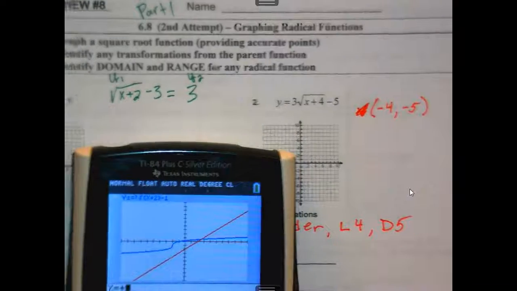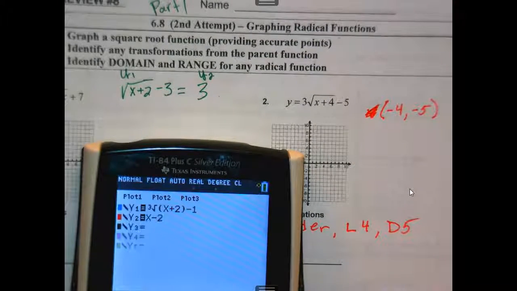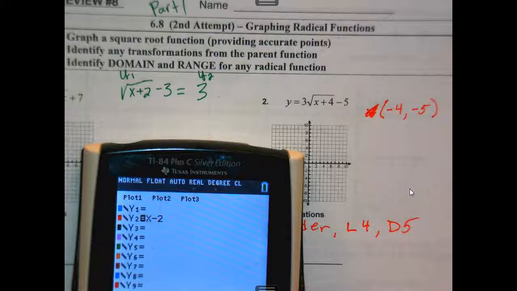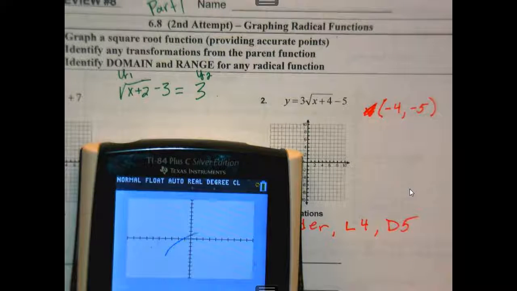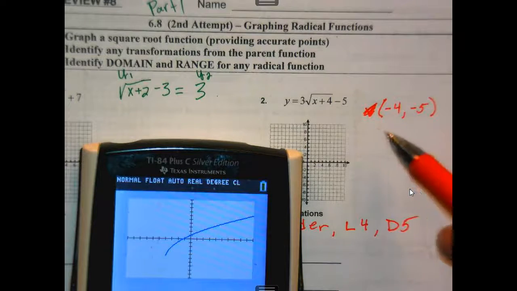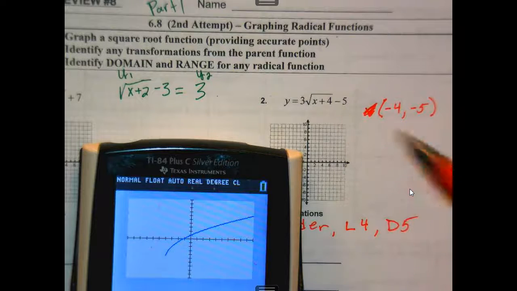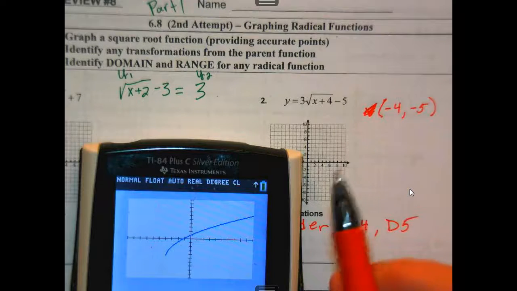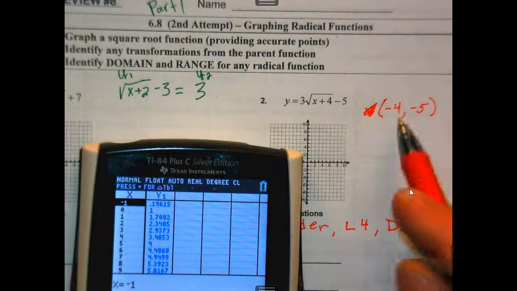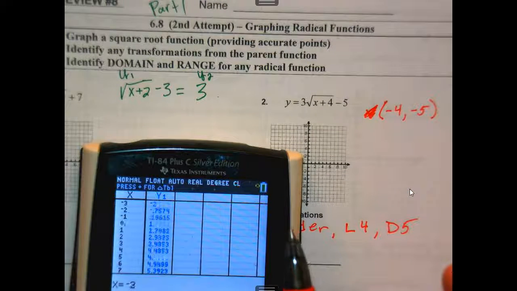This is a square root, so it doesn't have a vertex. So I just got to graph it. 3 square root x plus 4 minus 5. And I need at least 3 points to graph a square root. And this is kind of like my starting point, -4, -5.